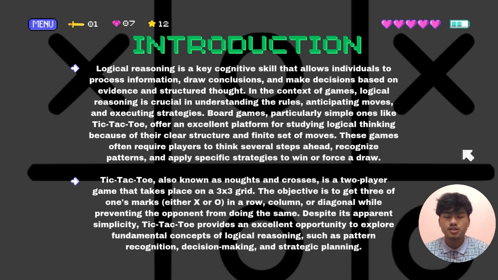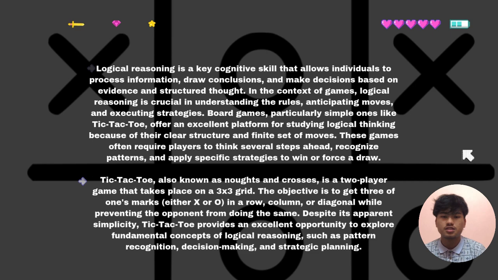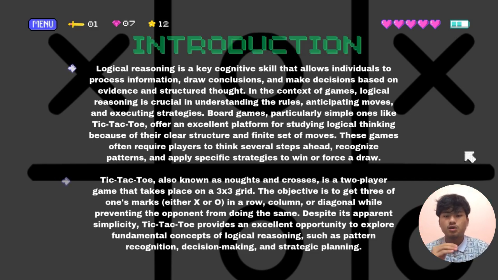This game often requires players to think several steps ahead, recognize patterns, and apply specific strategies to win or force a draw. So, how do players win this game? Tic-tac-toe, also known as noughts and crosses, is a two-player game that takes place on a 3x3 grid. The objective is to get three of your marks, either X or O, in a row, column, or diagonal while preventing the opponent from doing the same.